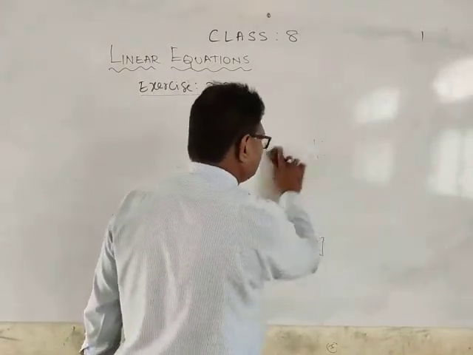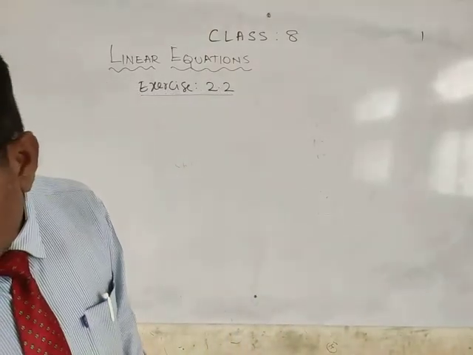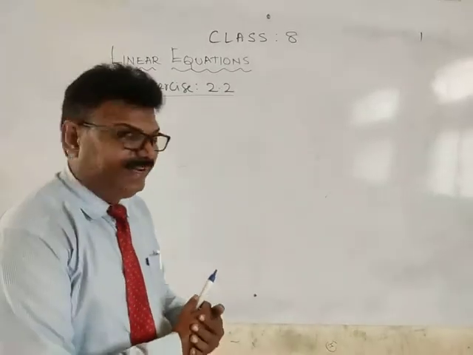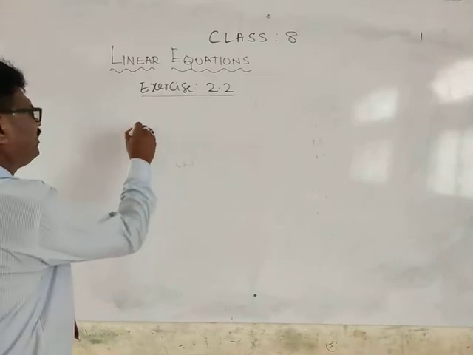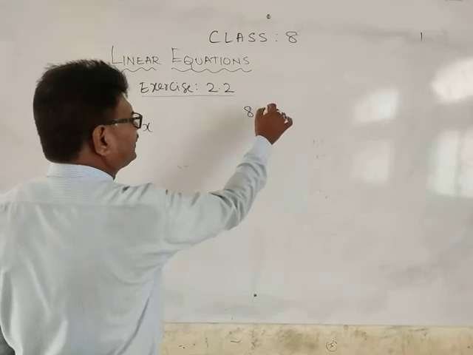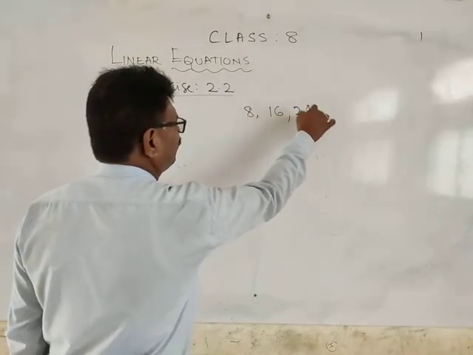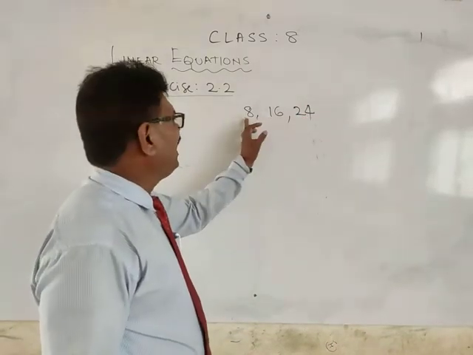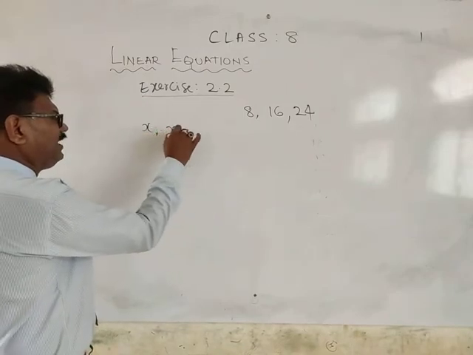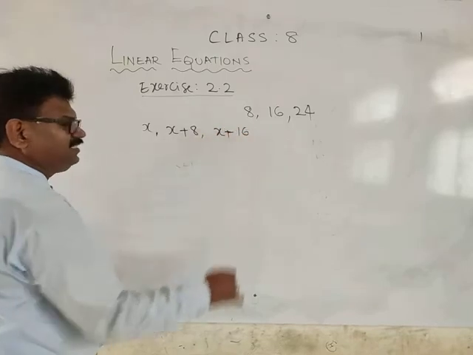Yes, one more problem. Last problem of today. The sum of 3 consecutive multiples of 8. Multiples of 8 means what? First one will be x. Multiples of 8: one is 8, next one will be 16, next one will be 24. What is the difference? When you add 8 to it, that's all. Therefore, first one will be x, second one will be x plus 8, third one will be x plus 16.